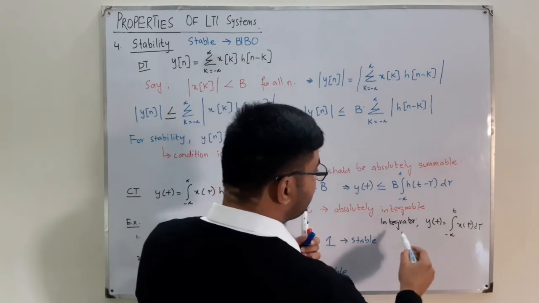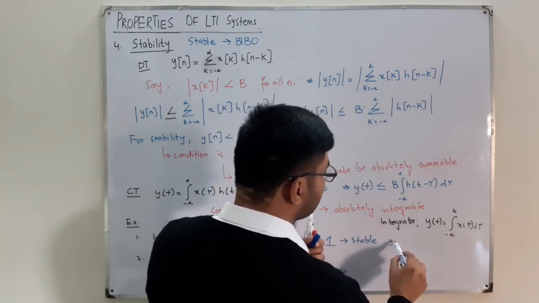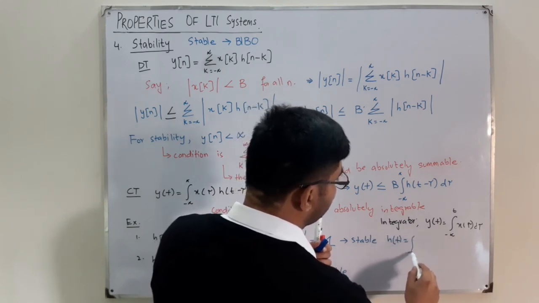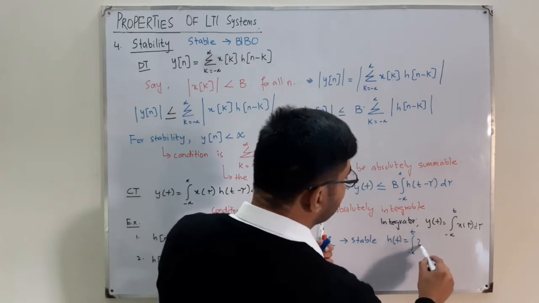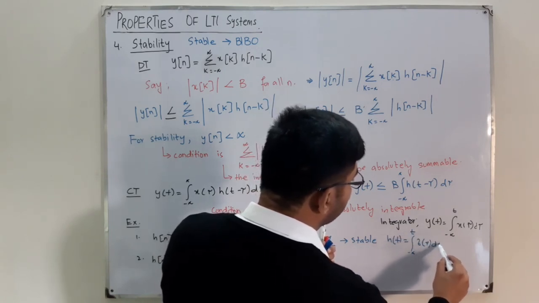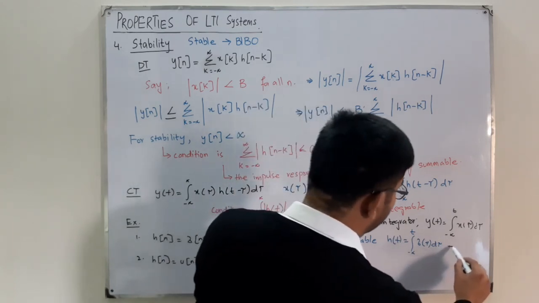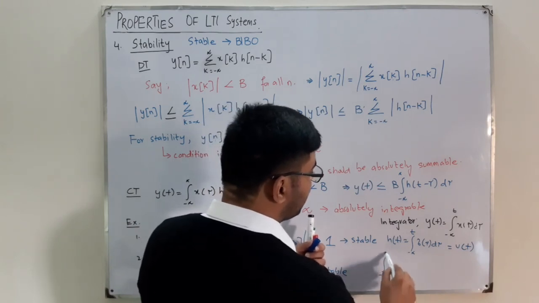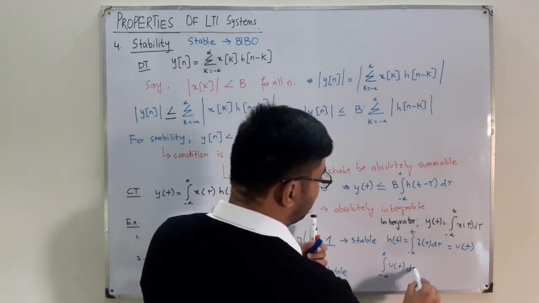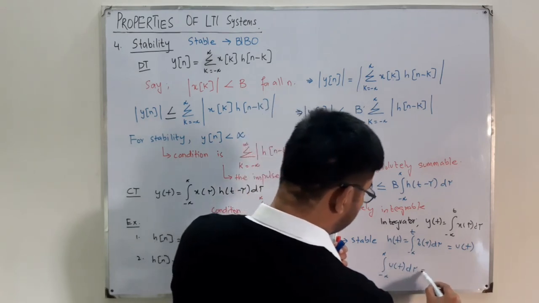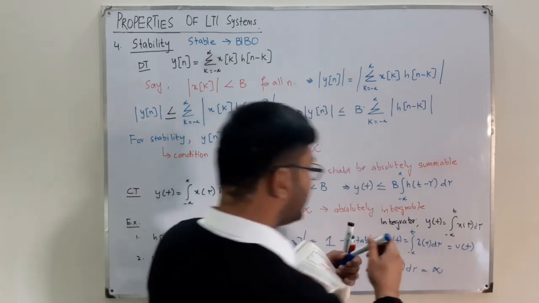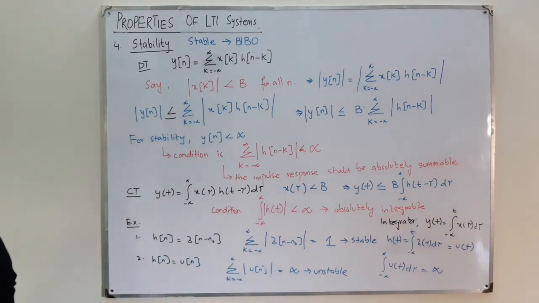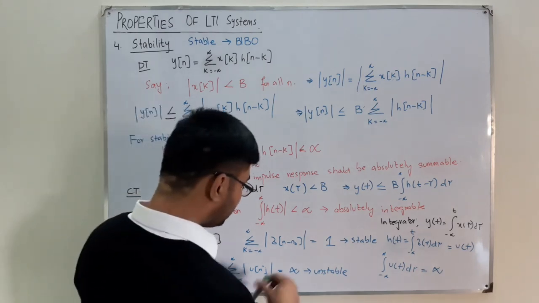I made a mistake. The impulse response is found by giving it an impulse. So h of t is equal to the integral from negative infinity to t of delta of tau d tau. This gives you u of t. Now this is the impulse response. Checking it from negative infinity to infinity, you get the integral of u of t, which is infinite. Which means that an integrator or the summer is an unstable system, as we have already seen.